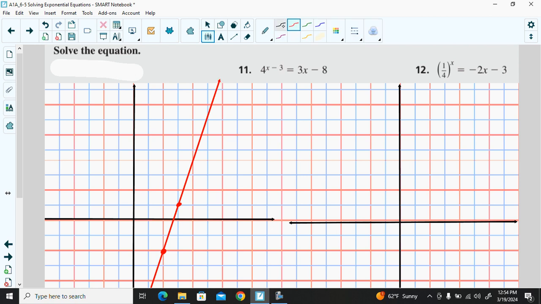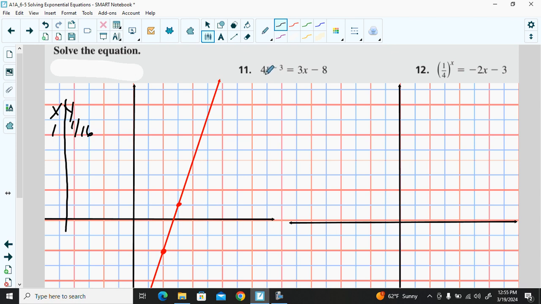4 to the x minus 3, we're going to have to make a graph. So I'm going to make my xy graph. Well, I don't want to use -2 because -2 minus 3 is -5, and 4 to the -5 is going to be something really small. So let's start with, I don't know, 1. Because 4 to the 1 minus 3 is 4 to the -2. 4 to the -2 is 1 over 4 squared, so that's 1 over 16. So that's still a small fraction, but manageable.